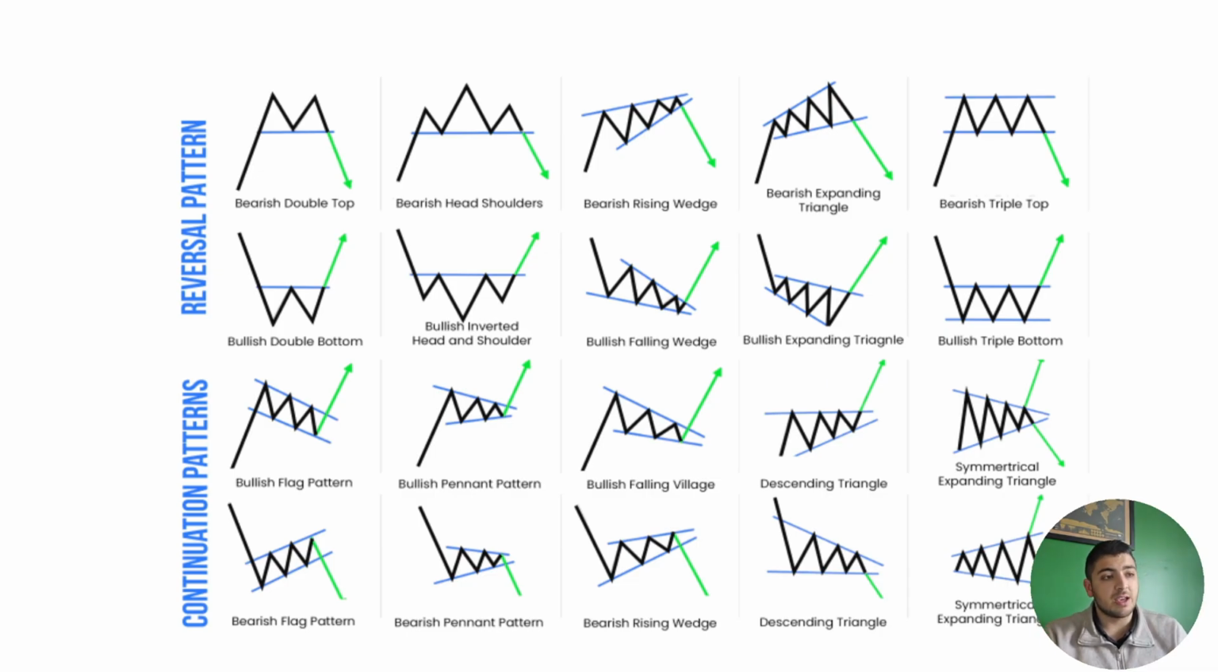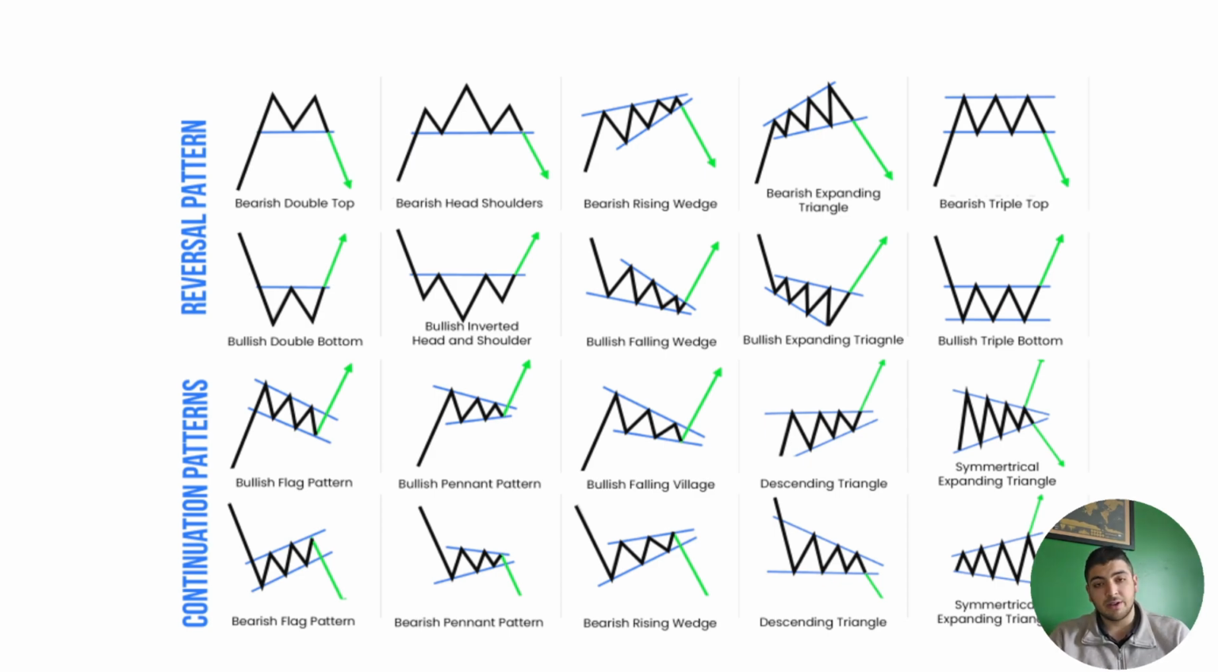Now, as you can see here, pattern number 3 and 4 are the rising wedge and the expanding triangle. Now, I can't teach you about these because I don't personally use them. So it would feel a dishonor to teach you how to use these when I don't use them myself. So let's skip past them and move on to something else.